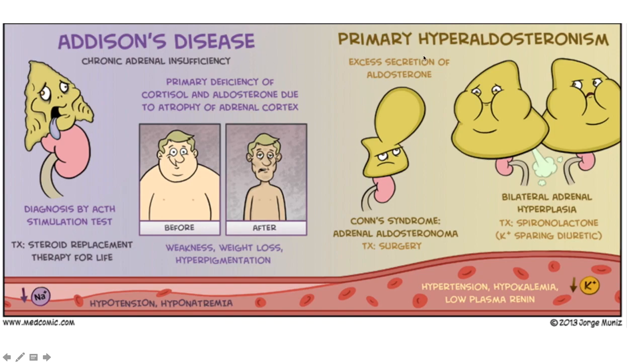Primary hyperaldosteronism, on the other hand, can be due to either Conn syndrome. So there's excessive secretion of aldo, which is either due to Conn syndrome in the way of adrenal aldosteronoma, treatment with surgery, or bilateral adrenal hyperplasia. There are different kinds of nodular hyperplasia in here. And you treat with spironolactone, which is a potassium-sparing diuretic. So this is the opposite of this biochemical profile. Here you actually have hypokalemia with hypernatremia, hypertension, and a low plasma renin.